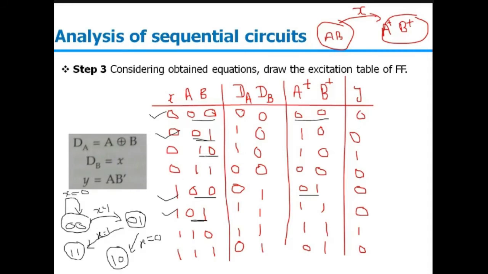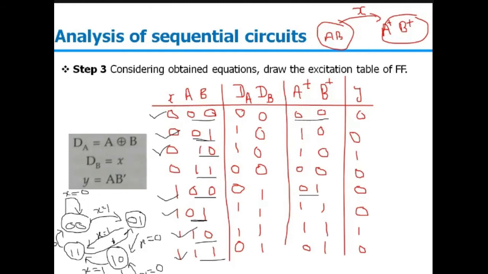Now we are in the 1 0 state. So for 1 0, again we have two values of x. When x is 0, we are in the same state. But when x is 1, we are in the 1 1 state. Now we are in the 1 1 state. So when x is 0, we are moving to 0 0. And when x is 1, we are moving to 0 1. So we are going back from here to this state when x is equal to 1.